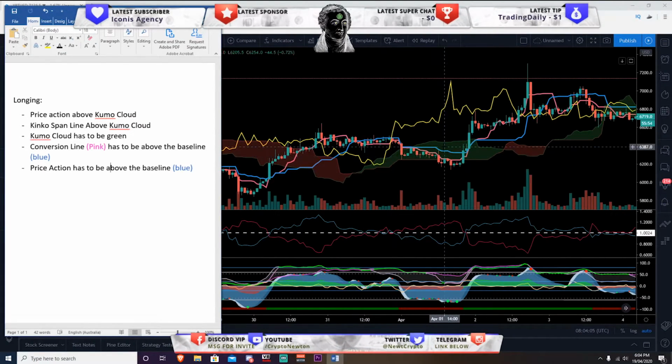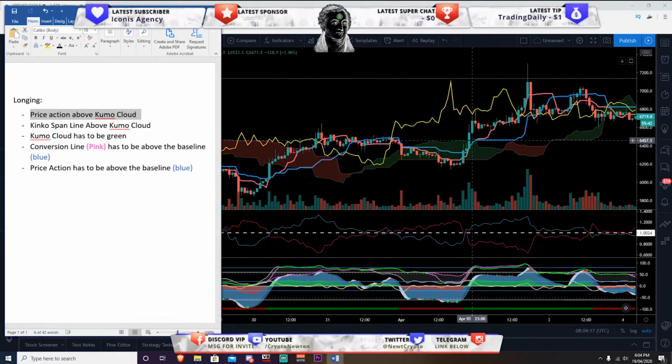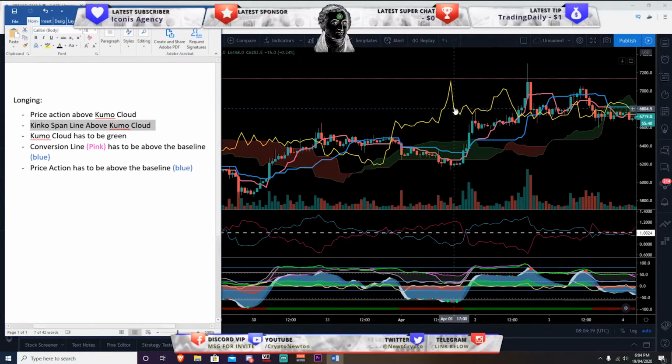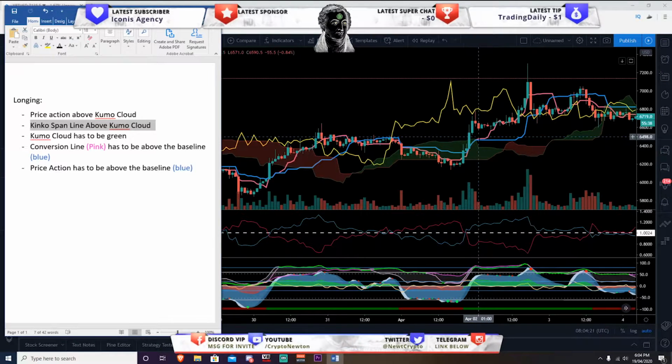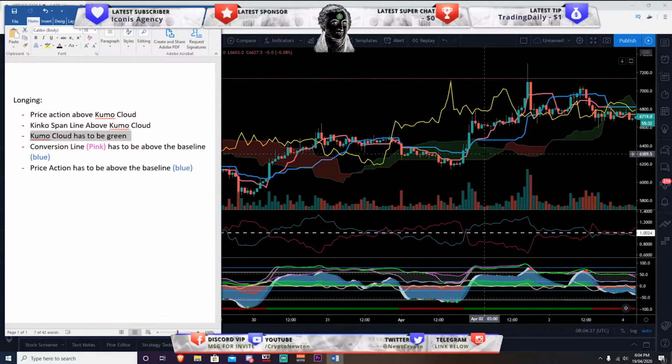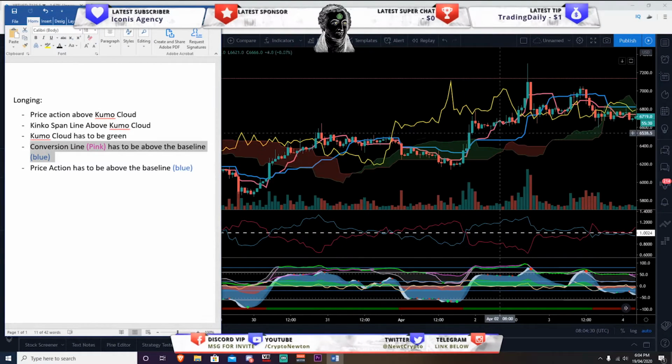So you would come over here and you see us dip under the green cloud, but then we ultimately come back to the upside. We're above the green Kumo cloud now, okay? So the price action is above the Kumo cloud right here. The Kinko span line, the yellow line, is above the Kumo cloud, right? The Kumo cloud has to be green, which it is right here. The conversion line, pink, right?